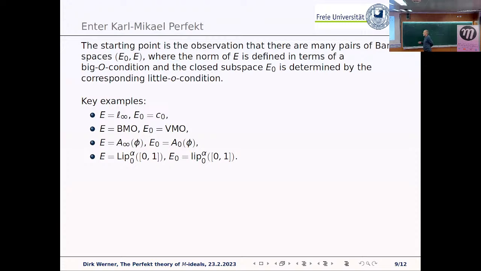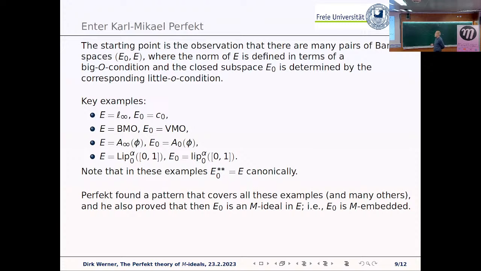So it's actually, since the alpha appeared, the Hölder space. Instead of the Lipschitz norm, we look at the Hölder norm. And I will explain in detail what these spaces are when we come to that point. So all these examples are examples where you have canonical biduality and also the M-ideal property.